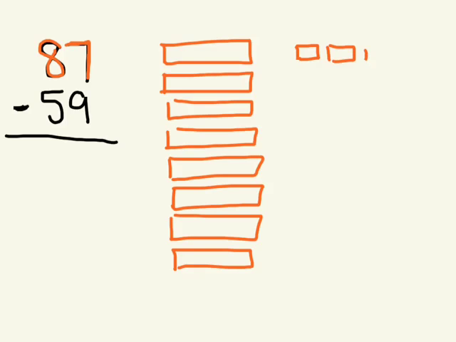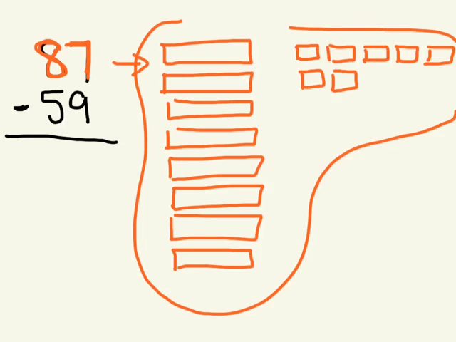1, 2, 3, 4, 5, 6, 7. So we've started with the number 87, which I've shown right here. This whole thing is the number 87, right? The question says, take away, right? We have a subtraction sign. I need to take away 59, yep. So we always want to start with our ones.